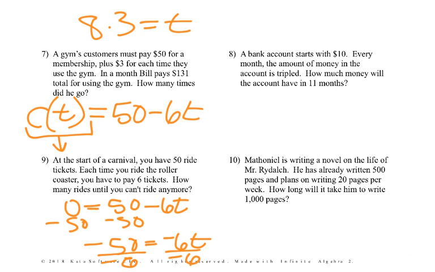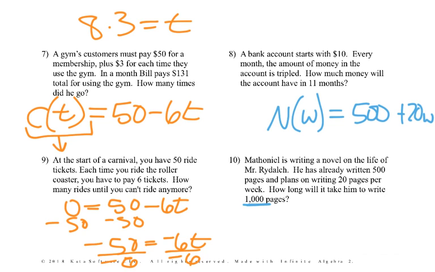All right, last one here. Nathaniel is writing a novel on the life of Mr. Rideout. He has already written 500 pages and plans on writing 20 pages per week. How long will it take him to write 1,000 pages? So, novel per weeks, he's got 500 already. We're adding 20 every week. Okay, so how long till he gets to 1,000? That again would be the output.